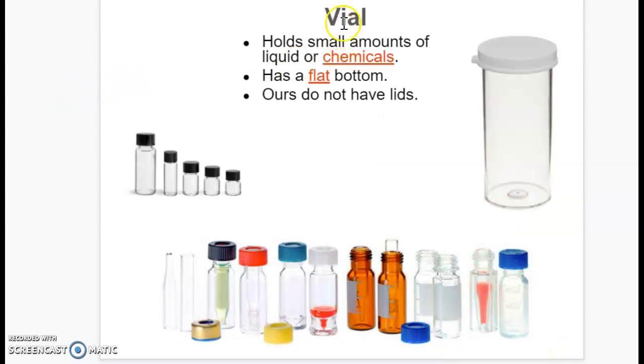Next, we have a vial. This holds small amounts of liquids or chemicals. It has a flat bottom, and the ones that we use at school do not have lids. They look just like this one, but with no lid on top.